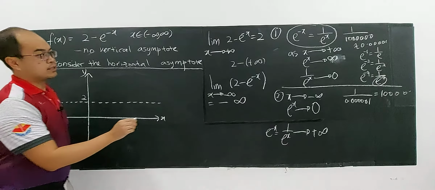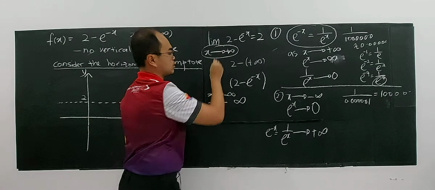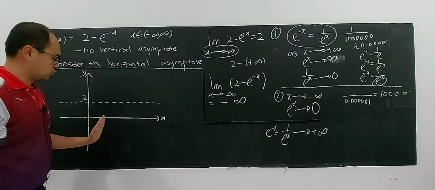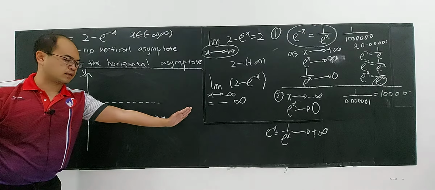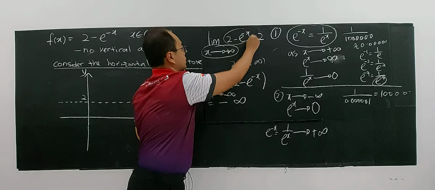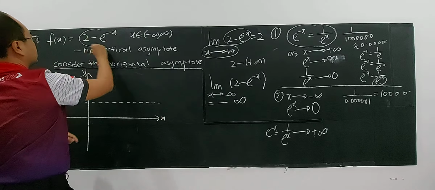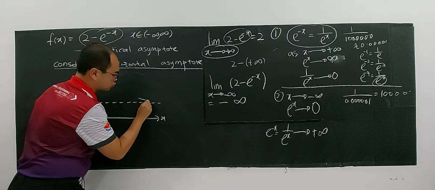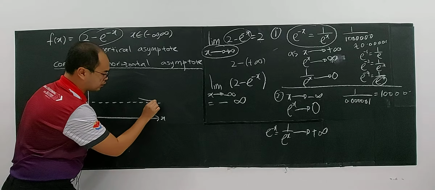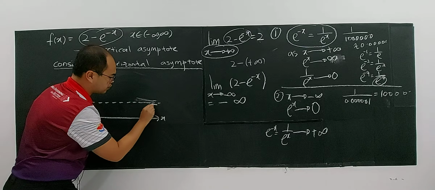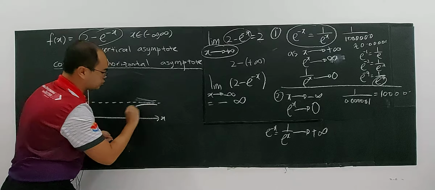As you look at the limit as x approaches positive infinity, it means that the value of x gets bigger and bigger: 1, 2, 3, 1,000, 100,000. So the function here will get nearer to 2. During positive infinity, it will be near to 2, either above or below, right? It will be very near to 2.